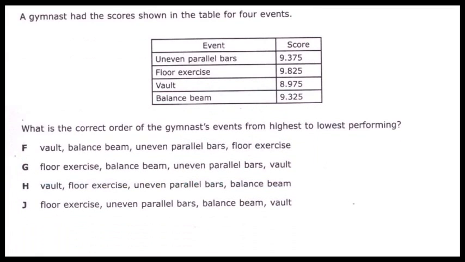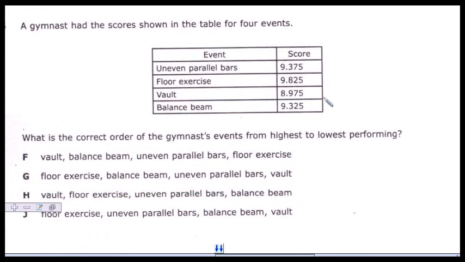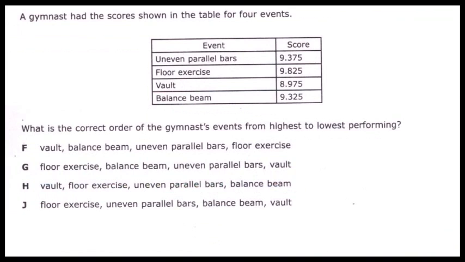A gymnast has had the scores shown in the table for 4 events. Okay, you can see the 4 different events there. What is the correct order of the gymnast's events from highest to lowest performing? Highest to lowest performing, so the highest score to the lowest score. So again, you have to put them in order. I'm not going to do this one with you because we already did the last one, and you can put them in order and then look to see which one of these words match the number and put them in order from greatest to least. Okay, so that's number 6.